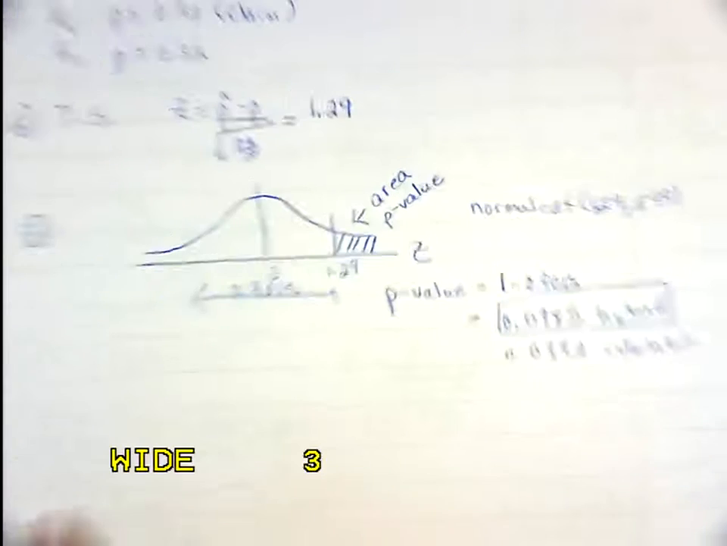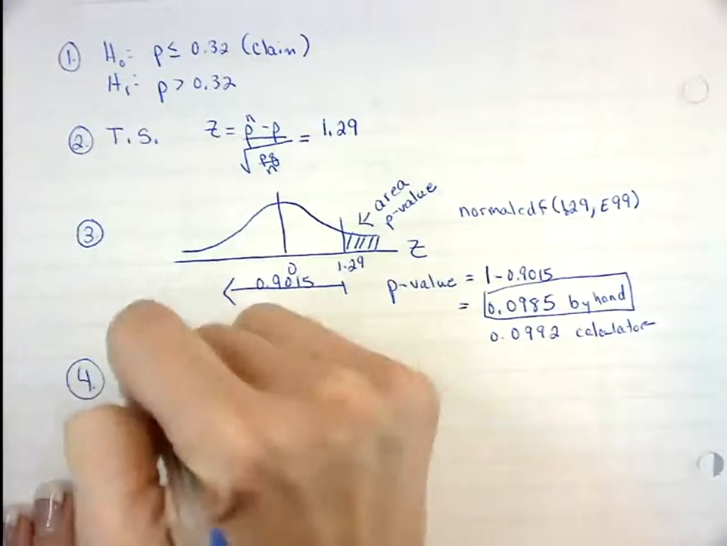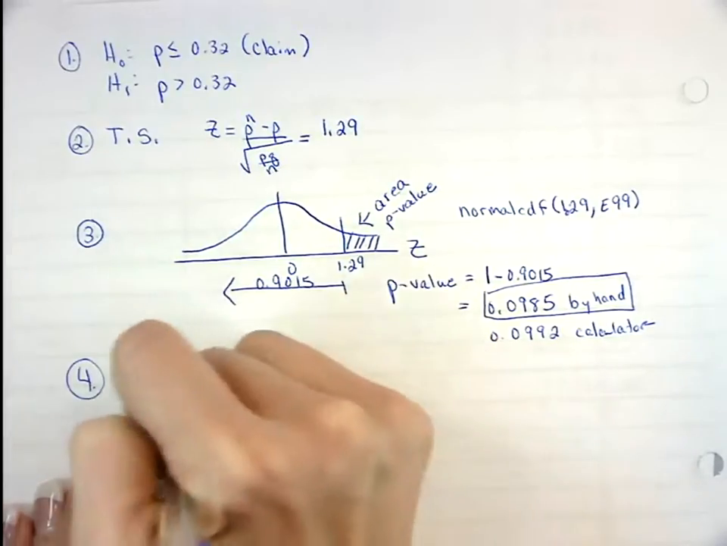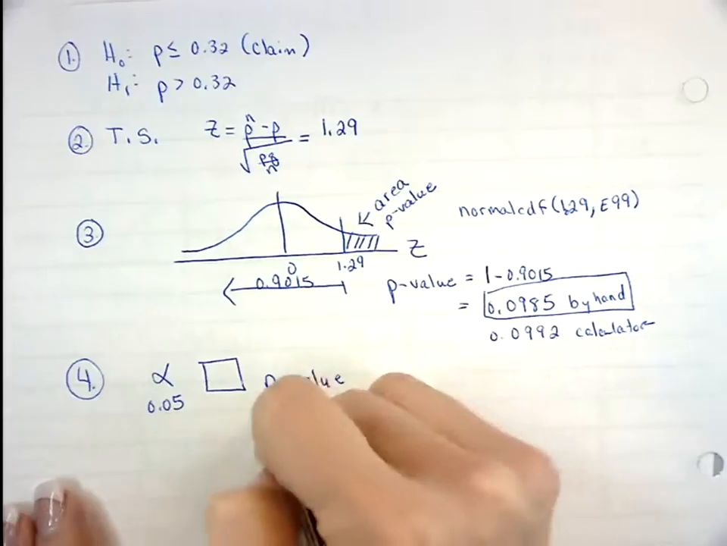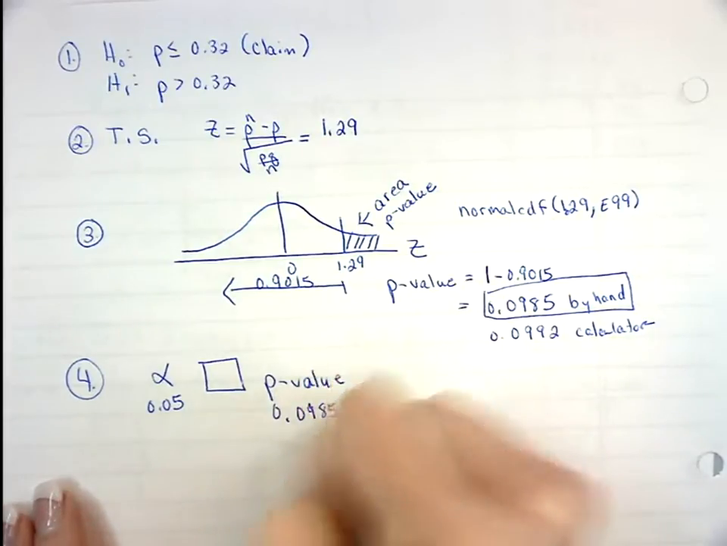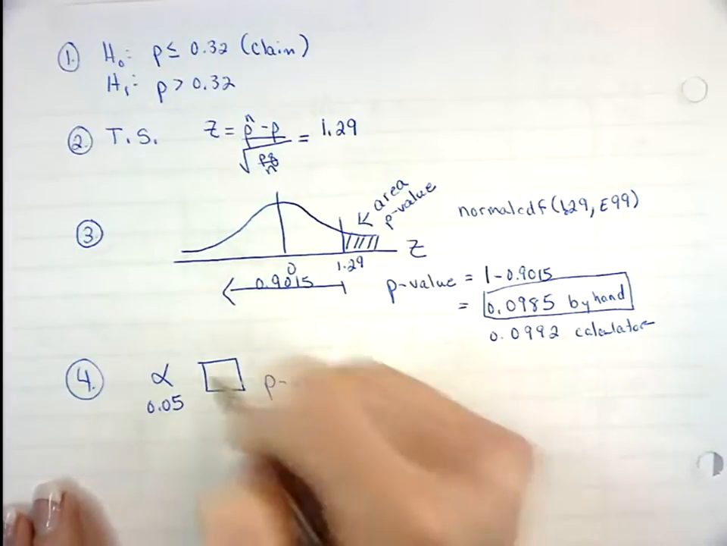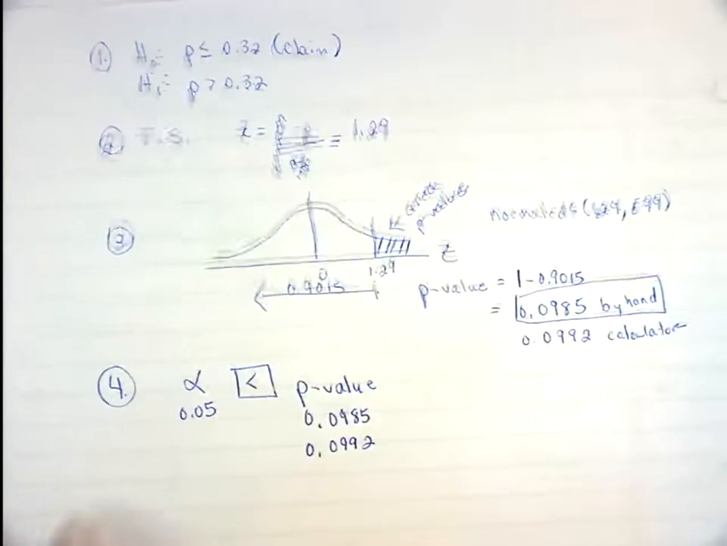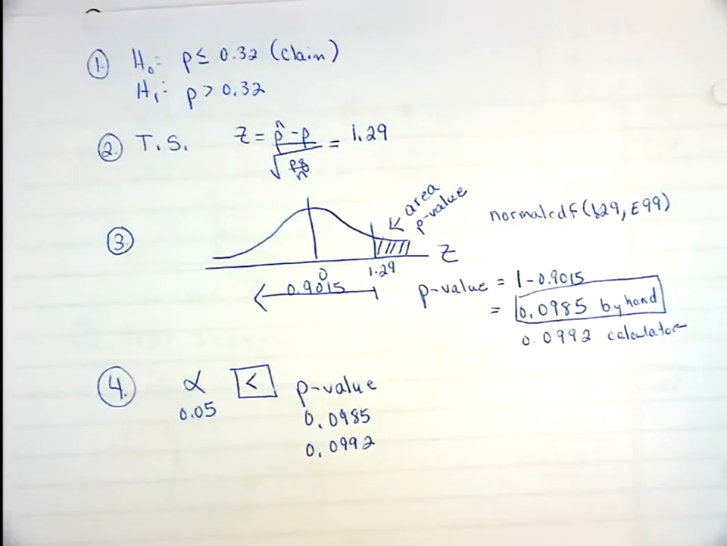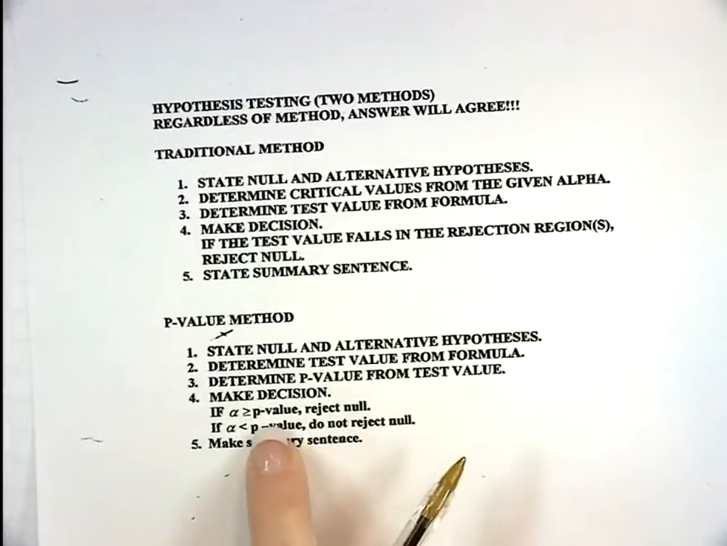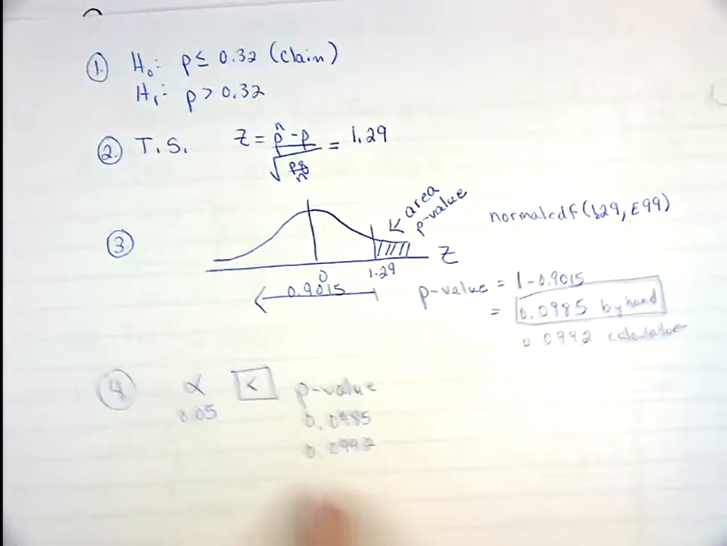Now, step 4 is decision. You would compare your alpha to the p-value. Alpha was given to be 5%, and you could use either p-value 0.0985 or 0.0992, and you would see that alpha is less than. According to the sheet that we have with our steps, if alpha is less than the p-value, do not reject the null. And that's the same decision as with traditional.